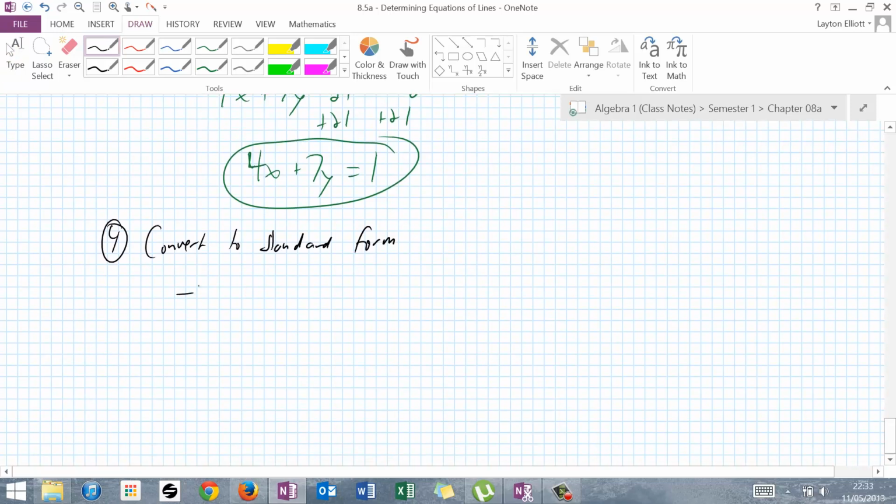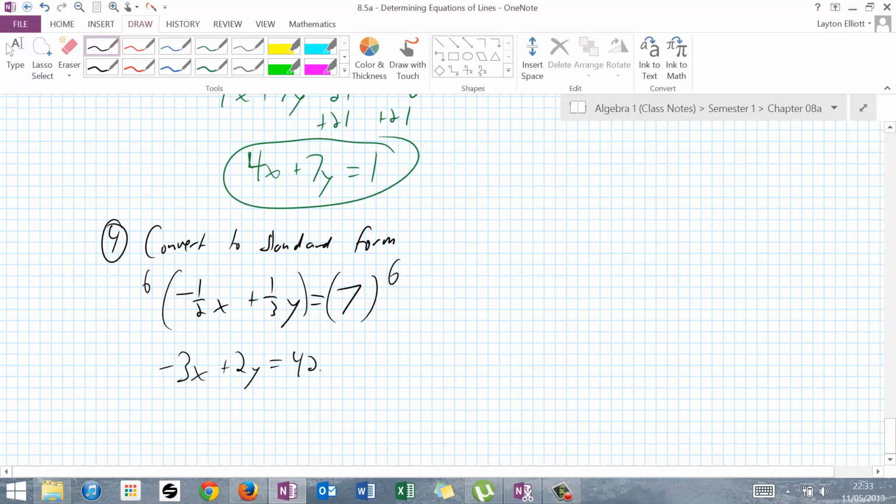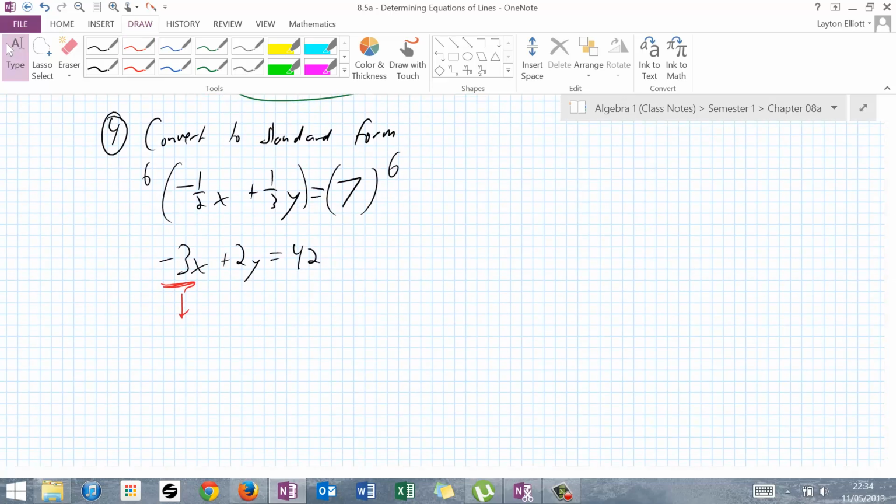So if I gave you the example negative 1/2 x plus 1/3 y is equal to 7, what you could think about is we want to clear the fractions. So I'm going to multiply this left side and this right side by a 6, and I get negative 3x plus 2y is equal to 42. But standard form has to have positive for that one. So now I'm going to multiply the left and the right side by a negative 1 and just change all the signs. 3x minus 2y is equal to negative 42.